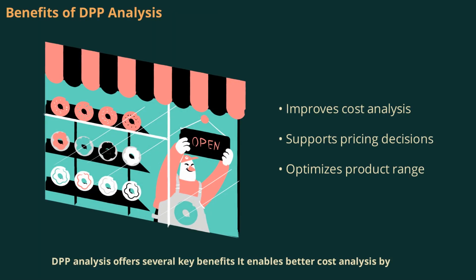DPP analysis offers several key benefits. It enables better cost analysis by revealing the true profitability of each product. This supports more informed pricing decisions and helps optimize the use of store and warehouse space. DPP also encourages the rationalization of product ranges, allowing companies to focus on high-performing items and eliminate or reposition low-profit products. Ultimately, DPP provides a clearer picture of where profits are generated.